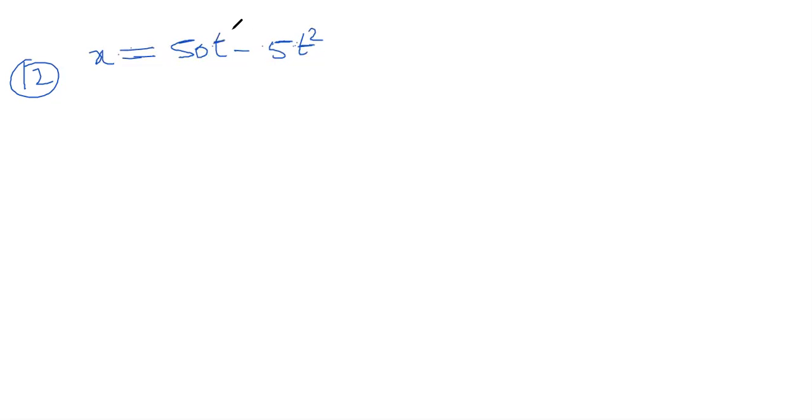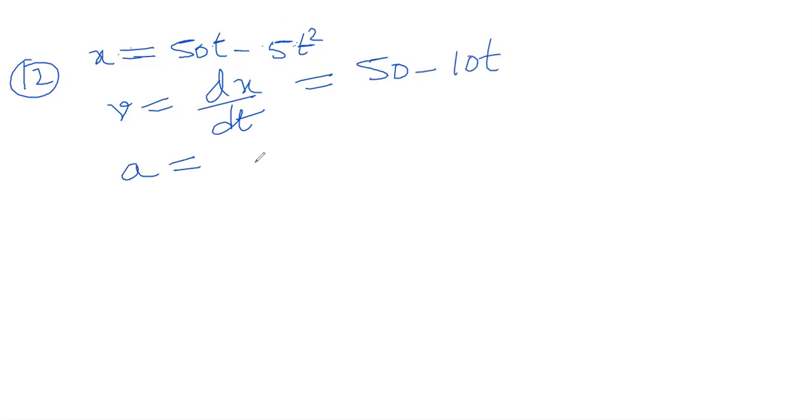X is given. Now, what you have to do, first find out the velocity. How do you find out velocity? d by dt of x. 50 minus 10t. Is it or not? Yes, sir. And acceleration. What is acceleration? d by dt of velocity. What is the answer? 0 minus 10. Is it or not? This is meter per second. This is meter per second square.